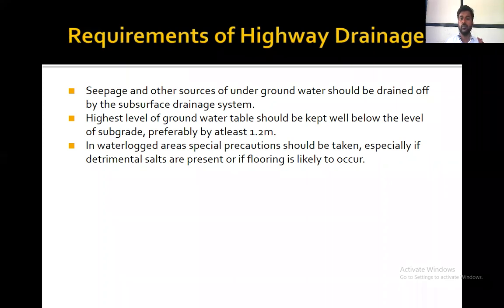detrimental salts are present, then efflorescence is likely to occur because of the presence of the waterlogged area. What is the problem? It reacts with the water, it reacts with the soil and forms salty soil there. Okay, and ultimately it will lose the strength of that soil. The salts present in the water will react with the soil, and it will ultimately affect the bearing capacity. You might have observed in waterlogged areas, on whatever soil is there, you can observe a whitish layer because of the presence of salt.